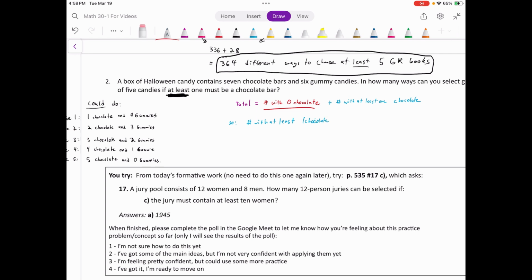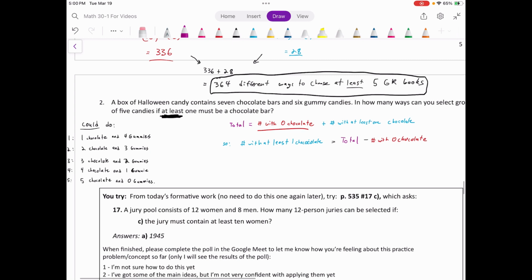is going to be the total, take away the ones that don't have any chocolate, right? It equals our total minus the number with 0 chocolate. So our question becomes, okay, how many total ways are there to do this? Well, our total is just going to be, I'm just going to work it out down here, the total number of ways we could choose 5 candies.